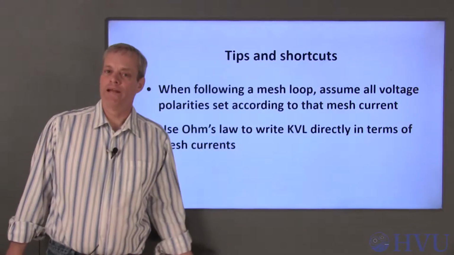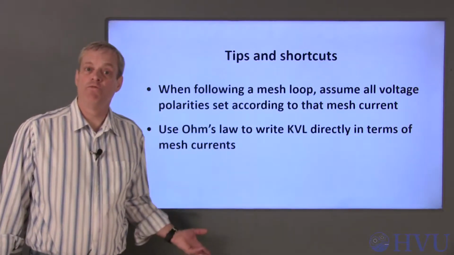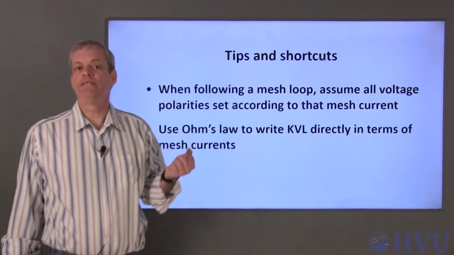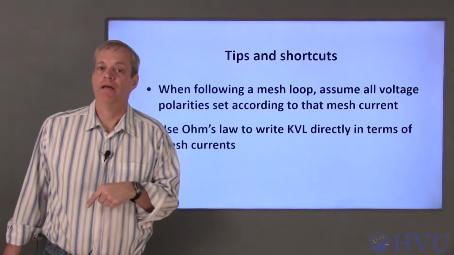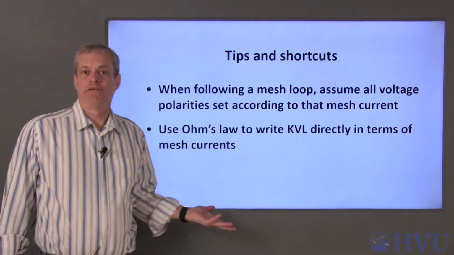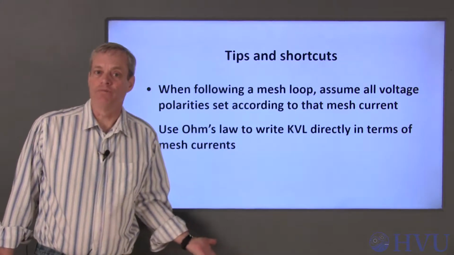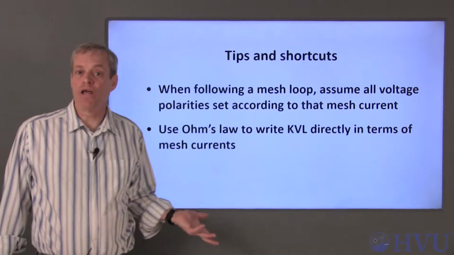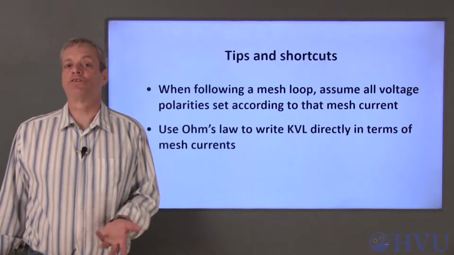A shortcut for writing the mesh equations is to assume voltage polarities such that the mesh loop you're following always enters the positive voltage terminal. Then just redefine your voltage polarities as necessary for each mesh loop. This also makes it easy to combine KVL and Ohm's law to write KVL directly in terms of the mesh and constrained currents.